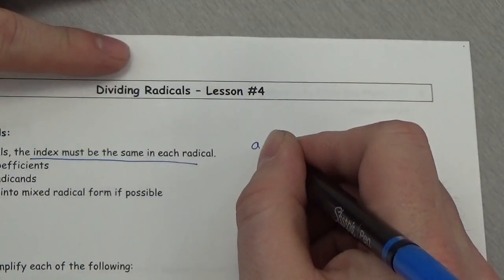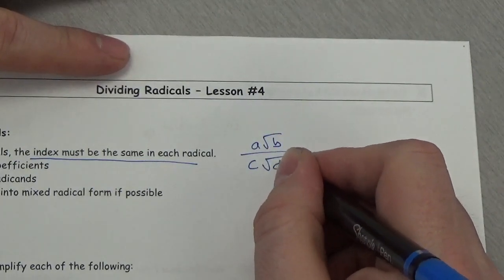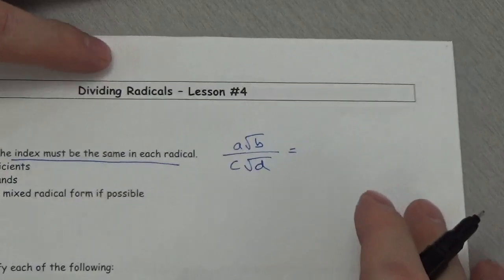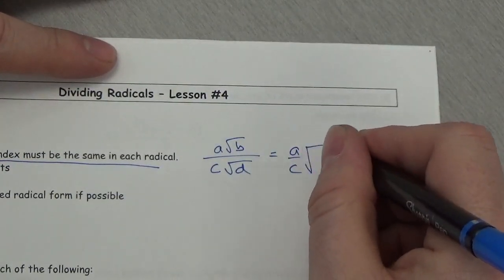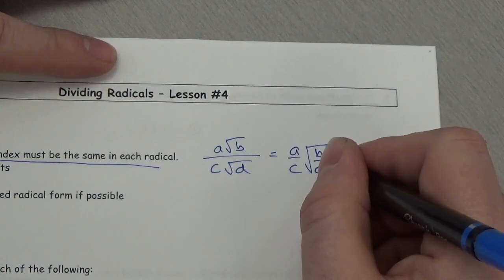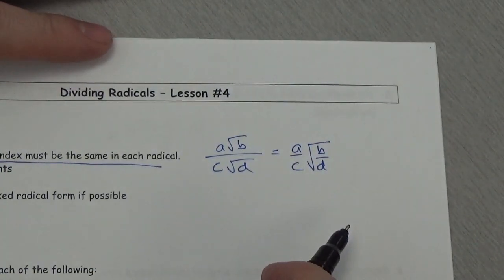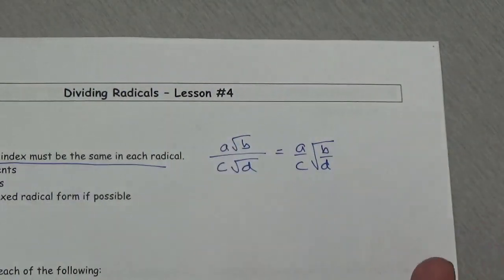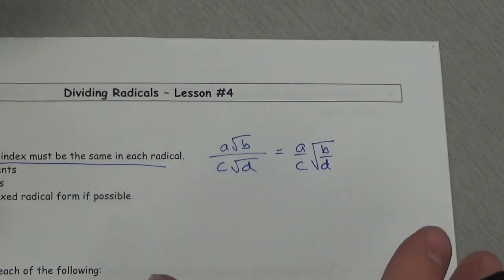If you've got a root b and you're dividing it by c root d, then this becomes a over c multiplied by the square root of b over d. And what we're really hoping for is that this can simplify down. Okay, so that's basically the mechanism of it. Now that's not the total story here, but we're going to go through some examples first, and then we'll come back and I'll tell you the rest of the story in a bit.